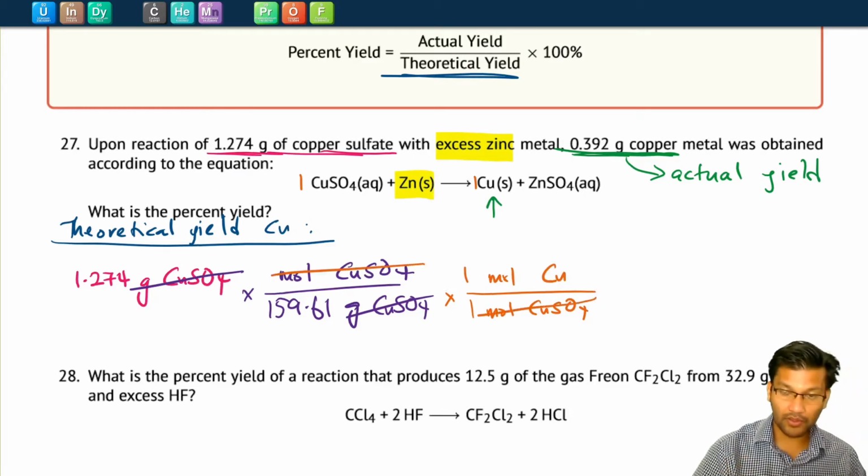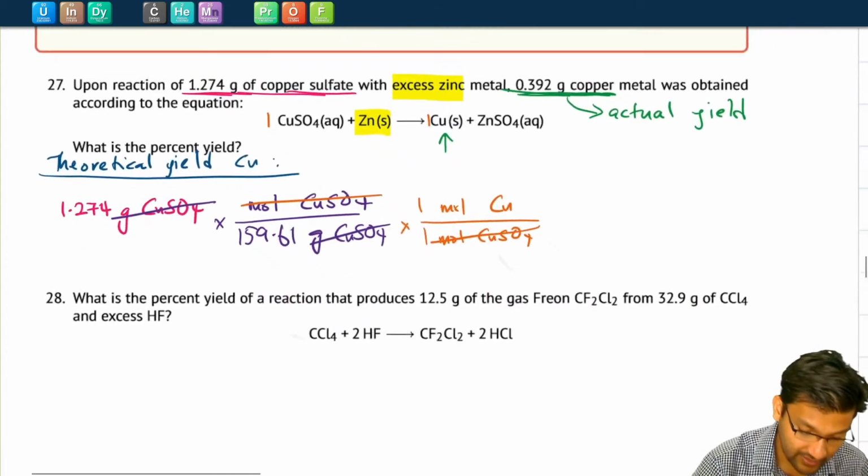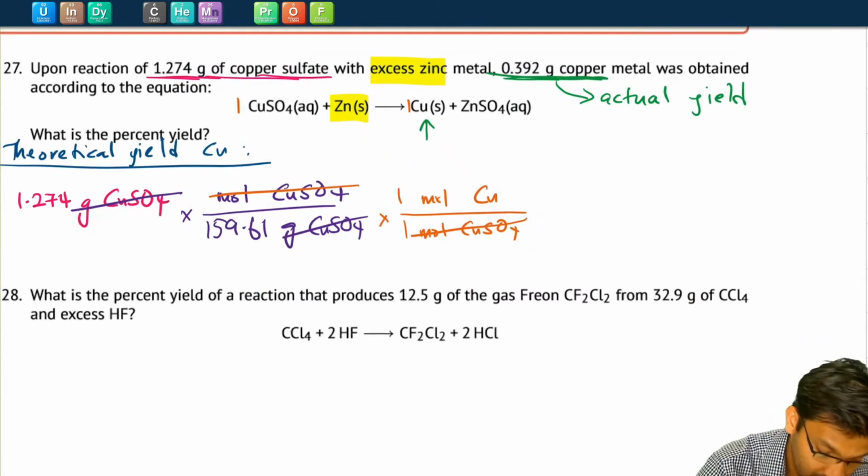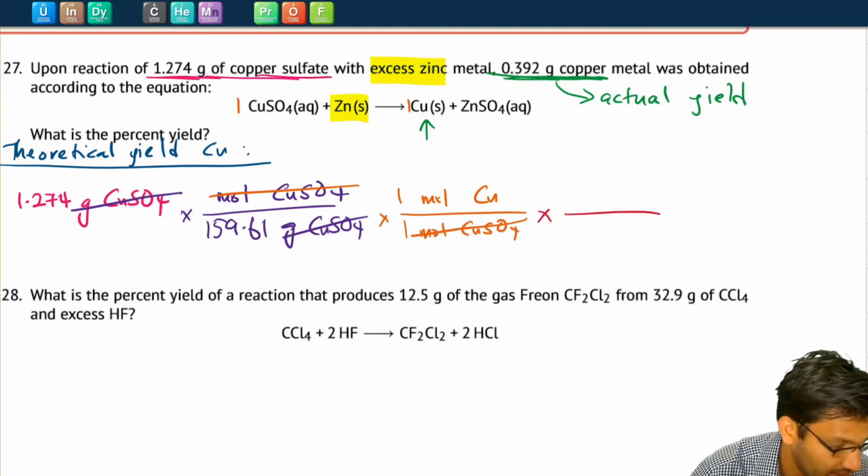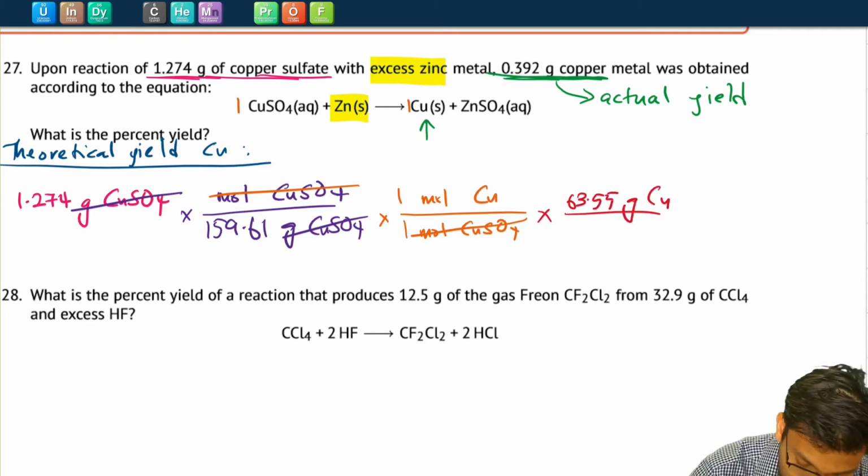And now that we have the moles of copper, to actually get the theoretical yield in grams, we need to convert to the mass using the molar mass of copper. And the molar mass of copper is 63.55 grams of copper per mole of copper.